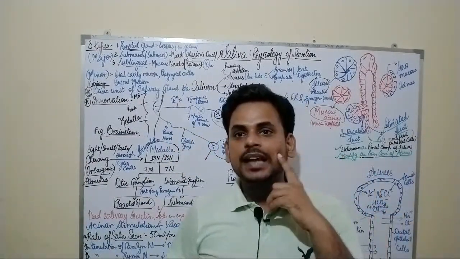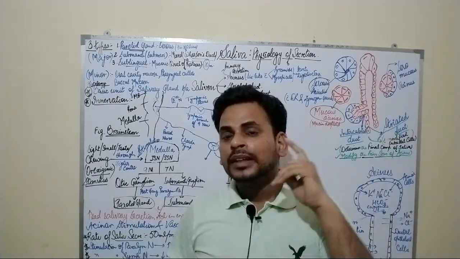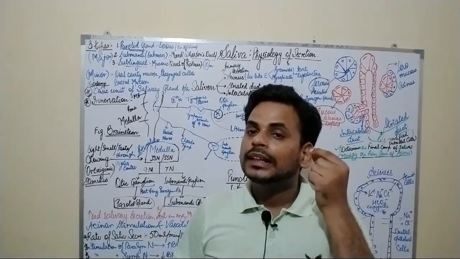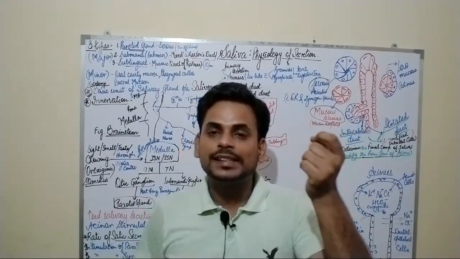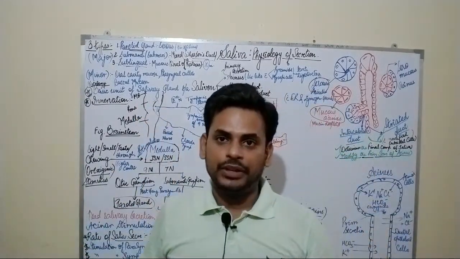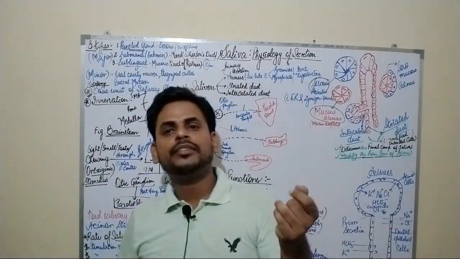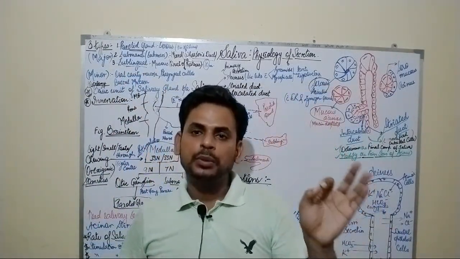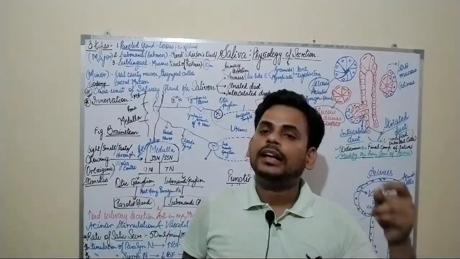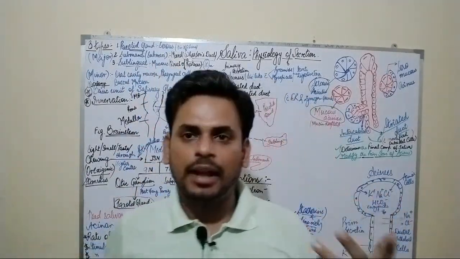Now this Stenson's duct drains its secretions opposite to the second maxillary molar. So the second maxillary molar is the site of the opening of the Stenson's duct, through which the parotid releases its secretion. Moving on to the sublingual salivary gland, the duct through which it releases its secretion is the duct of Rivinus, and there are mostly about 10 of these ducts.